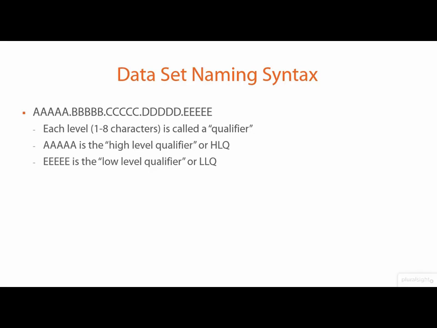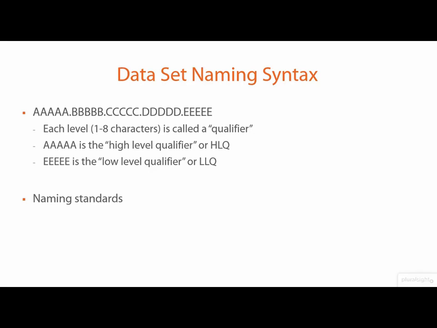The intermediate ones we normally don't worry about, we don't classify them as anything, because the high level qualifier is normally used to establish things like security access as well as association with a particular catalog, which we will discuss shortly. The low level qualifier has limited value, but sometimes it is used within certain contexts to identify the type of data set that we're dealing with, and it will certainly play a role in generation data sets.